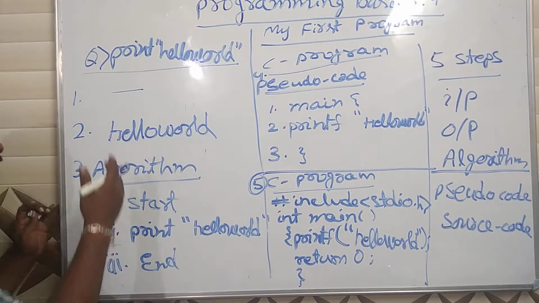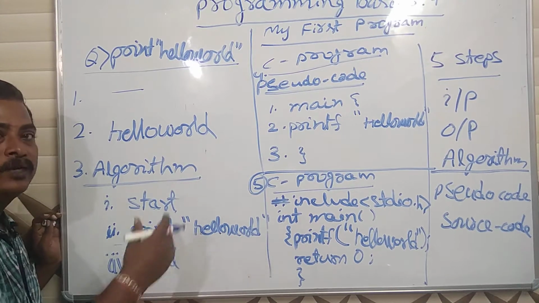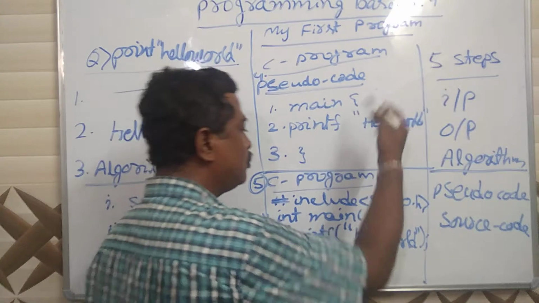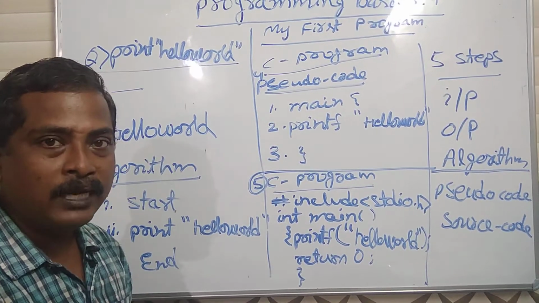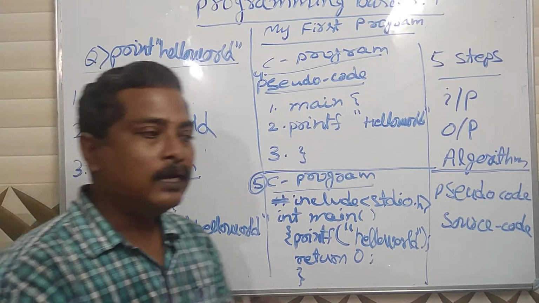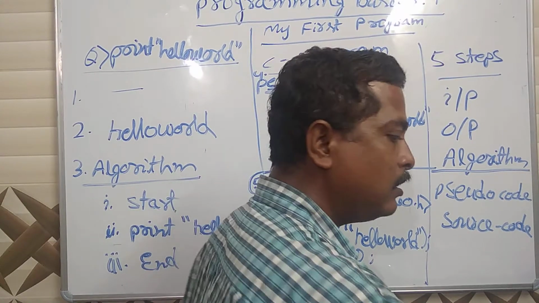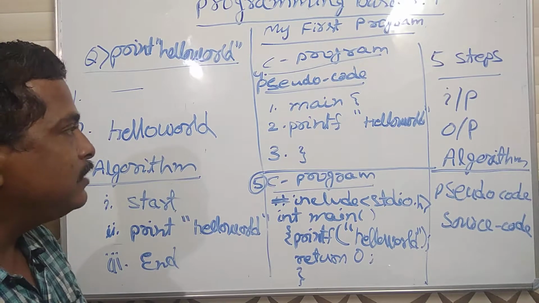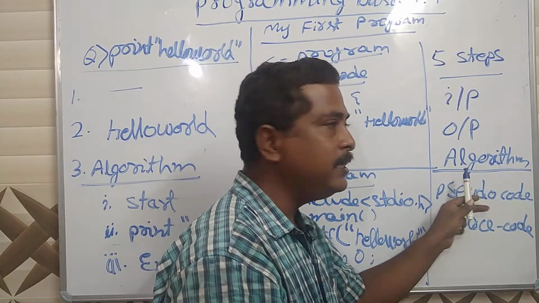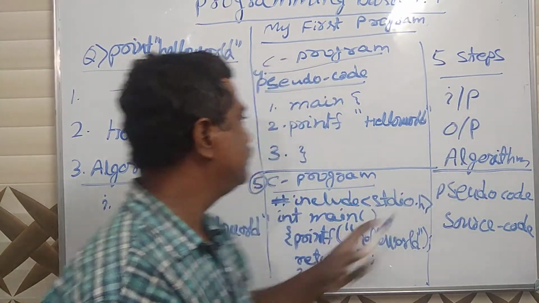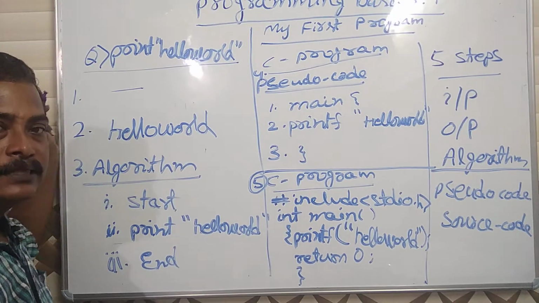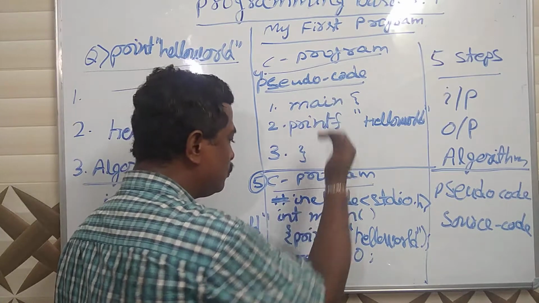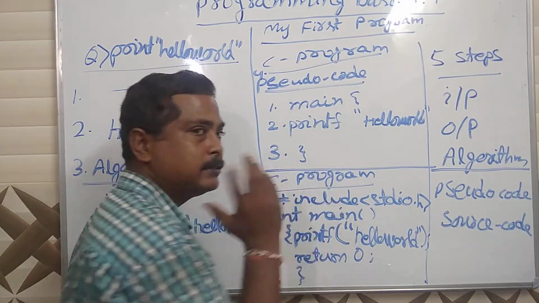So these are the 5 steps to write a program: input, output, algorithm, pseudocode, code. This example I have taken for C language. Same thing I will do in C++. See what the changes are. As I told you, out of the 5 steps, 3 are common for all. Don't touch these 3. These 3 will be the same as it is. What will change? The change will be in pseudocode and program.